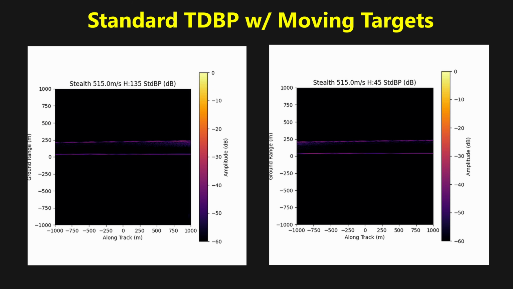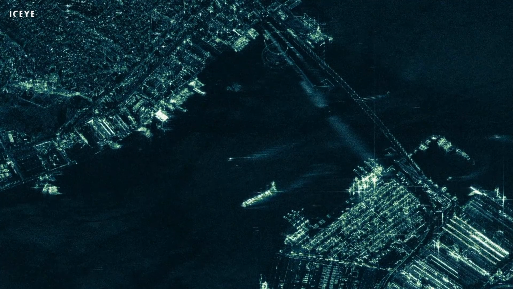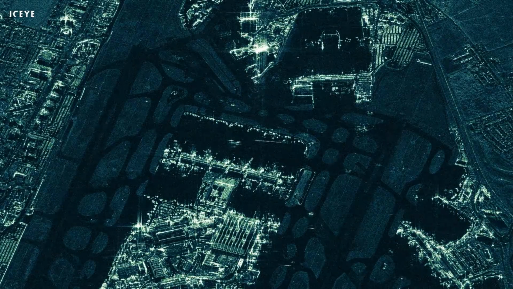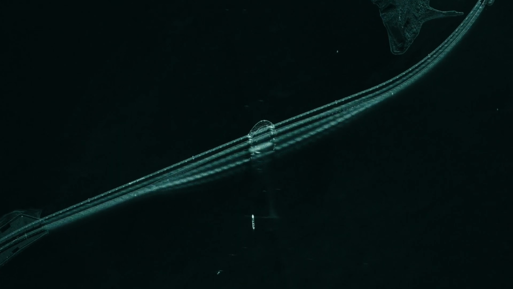When this happens in frequency domain processing, instead of just leaving the scene, the target will actually be wrapped back into the same image. Here are some videos from ICEYE that show real VideoSAR from their satellites, and you can see some of these artifacts in the moving vehicles within these scenes.